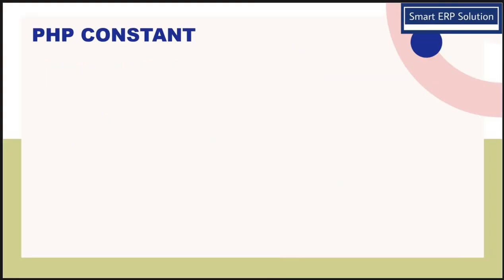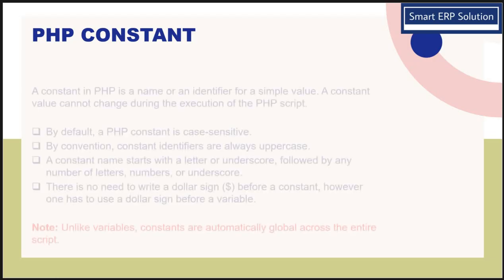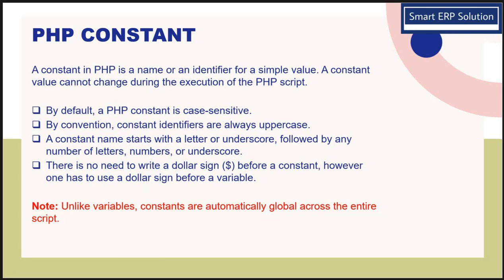Constant. A constant in PHP is a name or an identifier for a simple value. A constant value cannot change during the execution of the PHP script. By default, a PHP constant is case sensitive. By convention, constant identifiers are always uppercase.